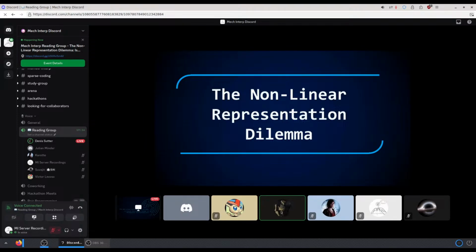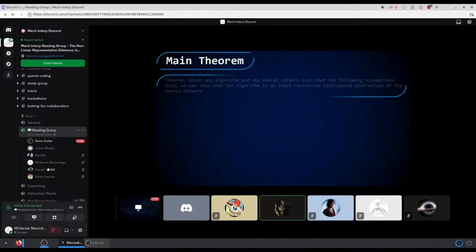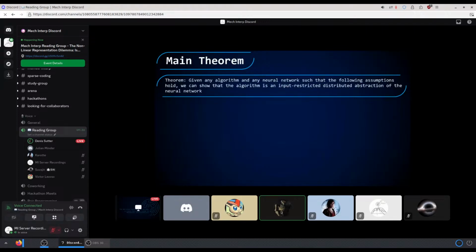Let's now move to the nonlinear representation dilemma. The main theorem shown in our paper states that under specific assumptions, any causal graph can be shown to be an input-restricted distributed abstraction of any neural network.